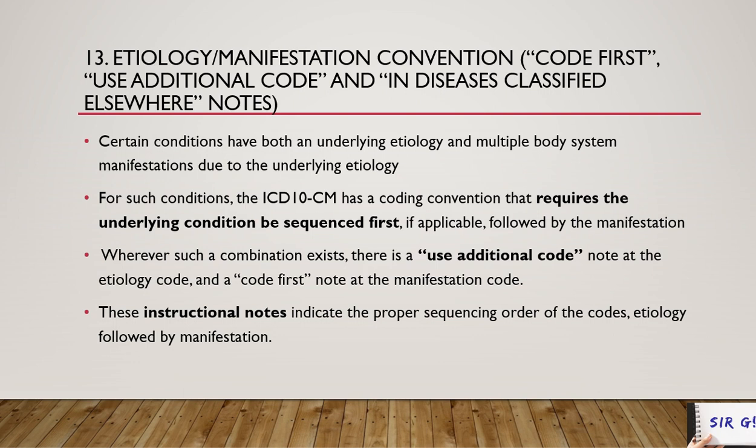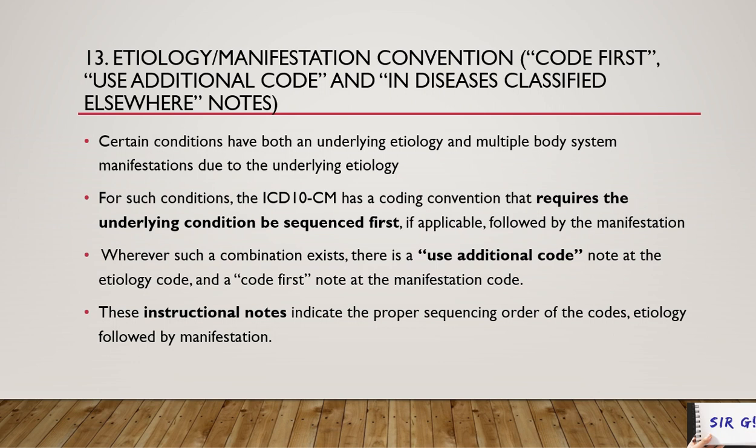So you need to have two codes. Most of the time, the underlying etiology or underlying condition should be sequenced first, or coded first. When such a combination code exists, you may also use an additional code, note the etiology code, or code first, or note it at the manifestation code. There are certain conditions where you need to specify the type of manifestation. The instructional note will always tell you to use an additional code. If the instructional note tells you that you need an additional code, you need to use it, and that additional code should be secondary. So the instructional notes indicate the proper sequencing order of the codes: etiology followed by manifestation.